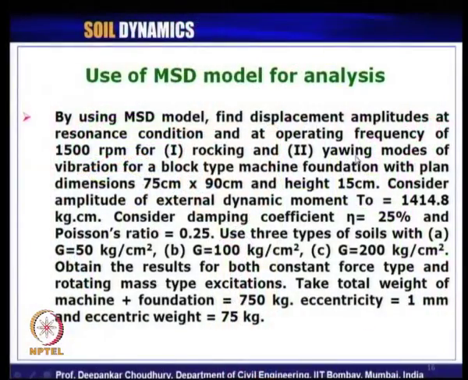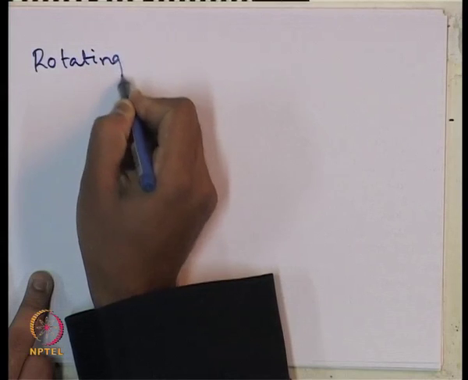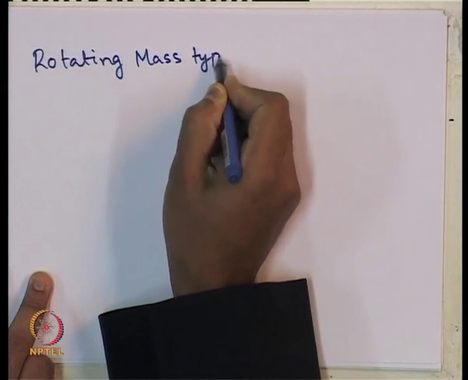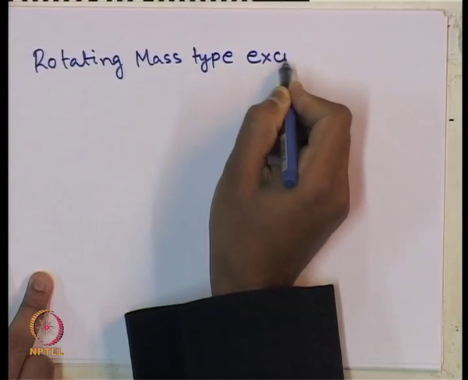Now, let us move to the next case, that is the yawing mode of vibration. Let us now come to the rotating mass type excitation. We have calculated only for the constant force type excitation. So, for rocking mode, we now have to do the calculation for rotating mass type excitation.